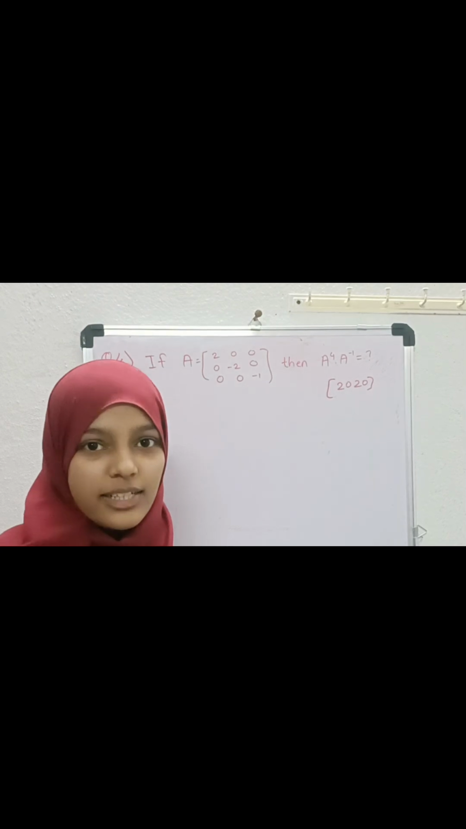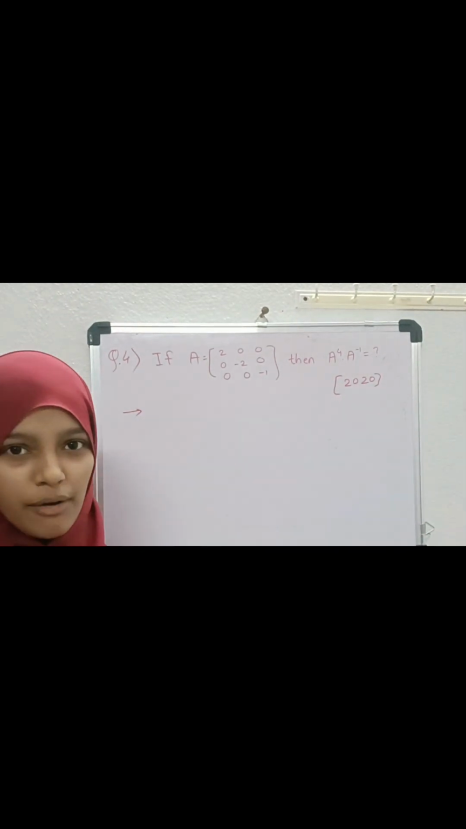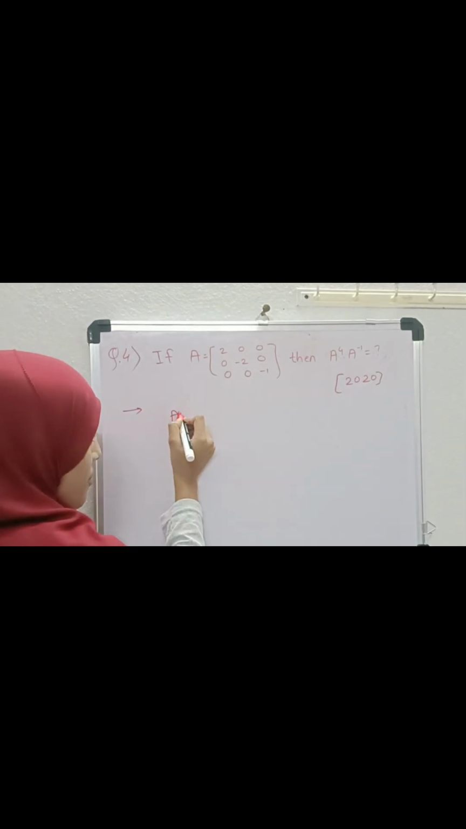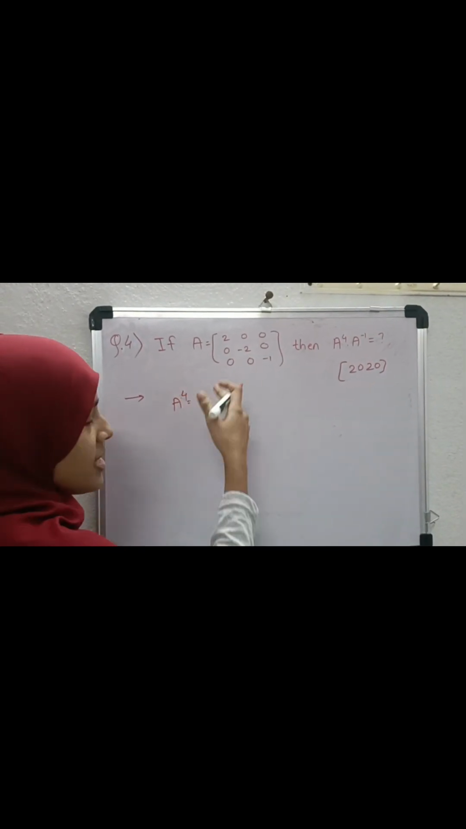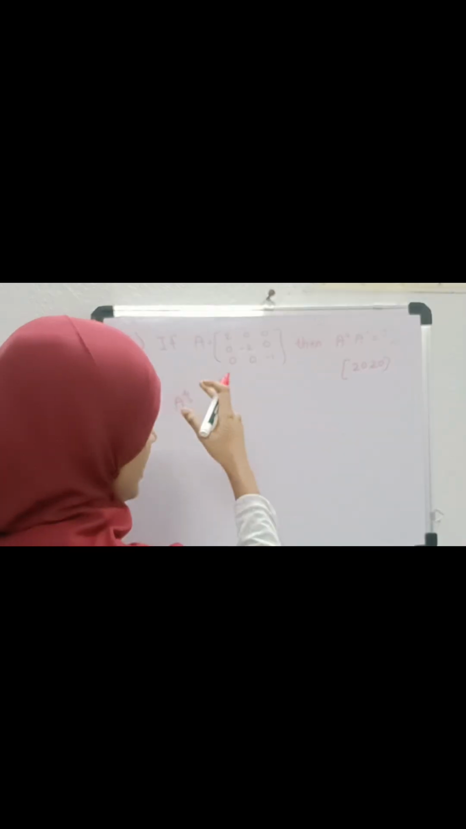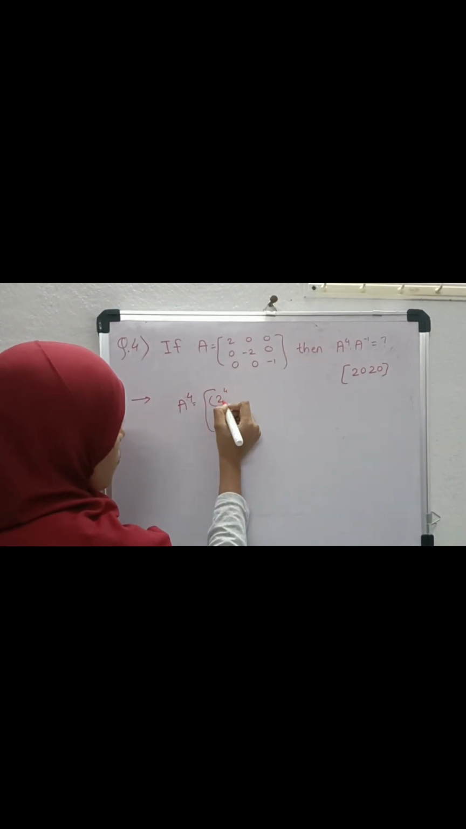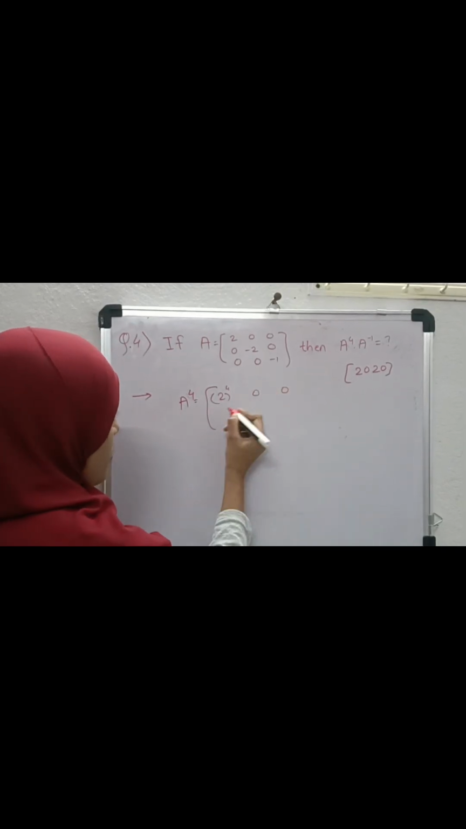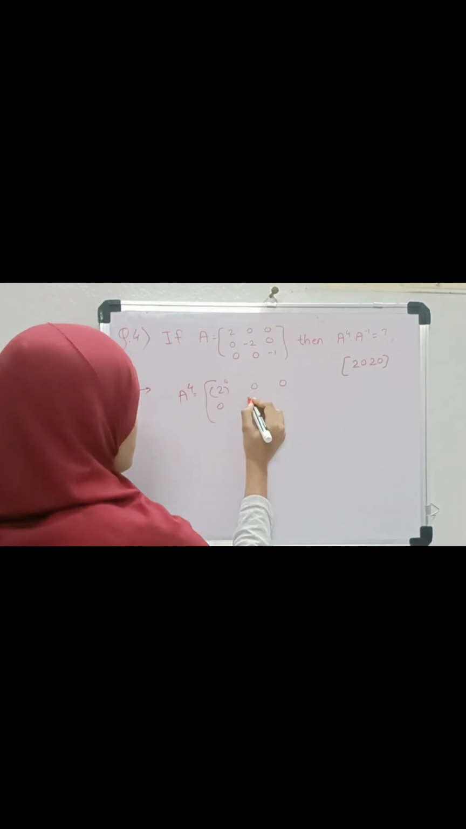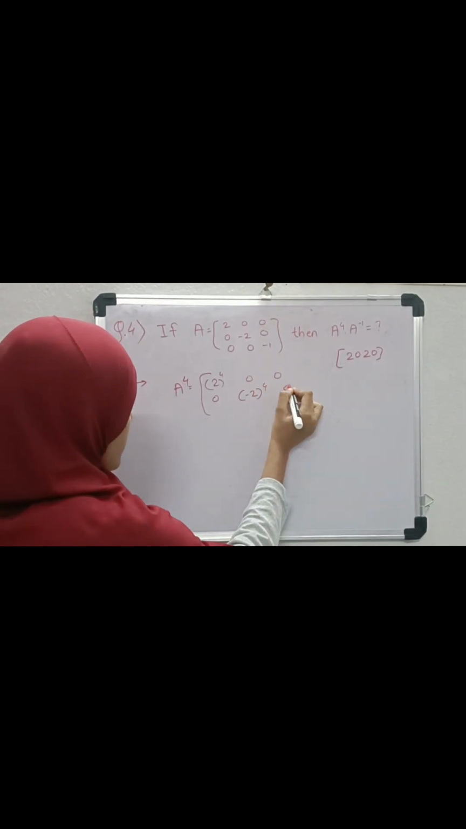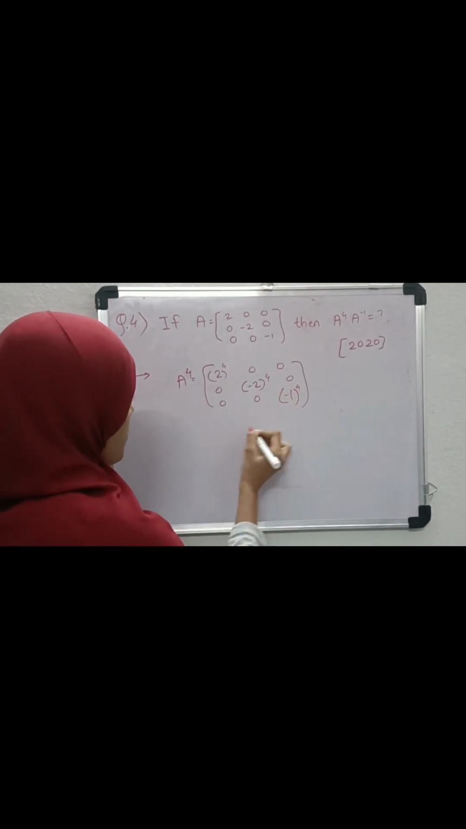This was repeated in 2020. So let's first find A to the power of 4, that is nothing but A to the power of n. So here n is nothing but 4. So let's raise the diagonal elements to the power of 4. So it will be 2 to the power of 4. 0 will be 0, 0 will be 0, as we know 0 to any power is nothing but 0. So 0, minus 2 raised to 4, then again 0, 0, 0 and minus 1 again raised to the power of 4.